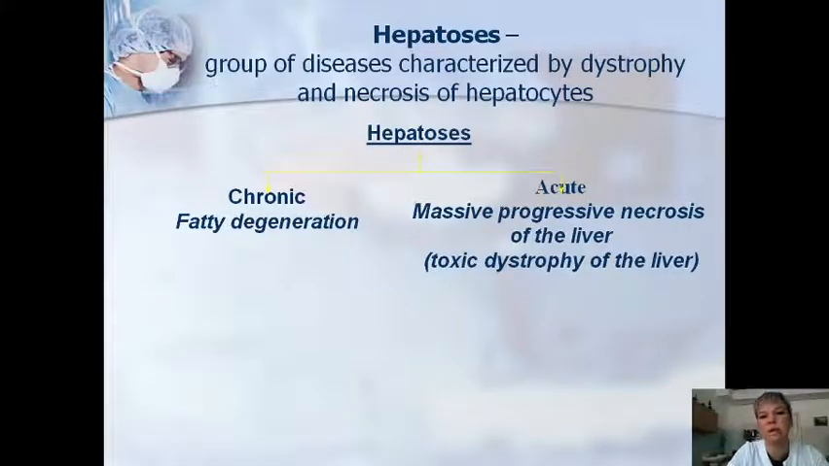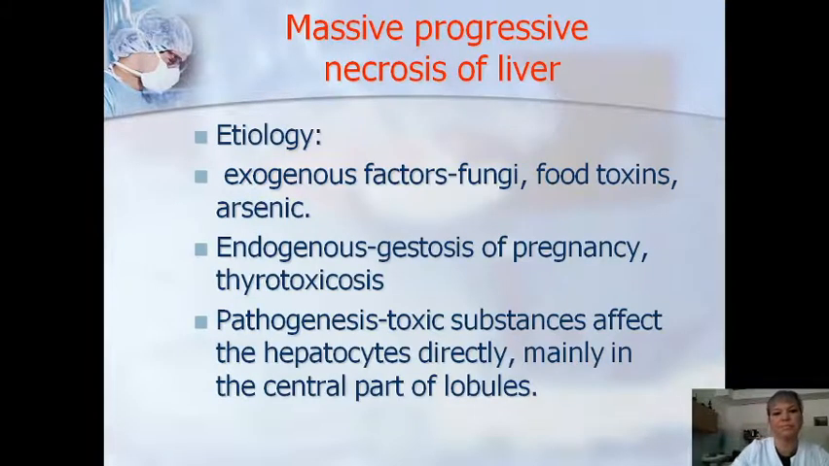What is hepatosis? I told you that it is a group of diseases characterized by dystrophy and necrosis of hepatocytes. Hepatosis can be acute or chronic. Synonyms of acute hepatosis: massive progressive necrosis of the liver or toxic dystrophy of the liver. Chronic hepatosis has a second name, fatty degeneration. First, information about acute hepatosis or massive progressive necrosis of the liver.